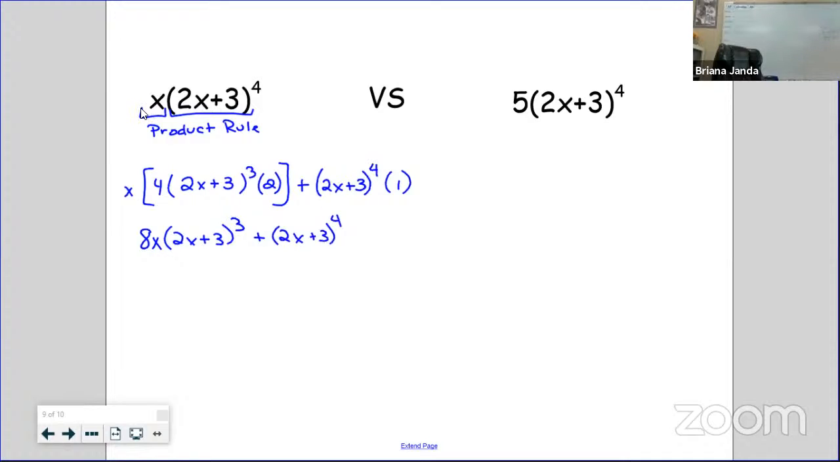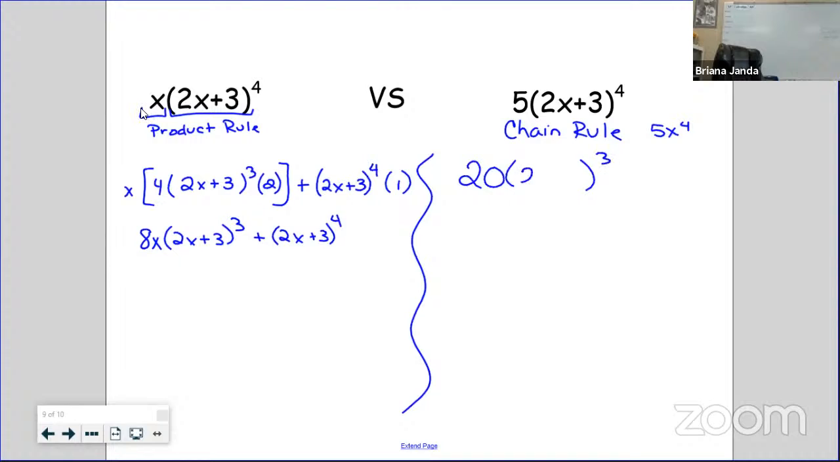Okay, compare that to how I do the next one. All I have to do on the next one is just chain rule, right? I do not have to do product rule. I take chain rule, my outer function is going to be 5x to the 4th. So 5 times 4 is 20, x to the 3rd, times the derivative of the inside, which is 2, and we get 40 times 2x plus 3 cubed.